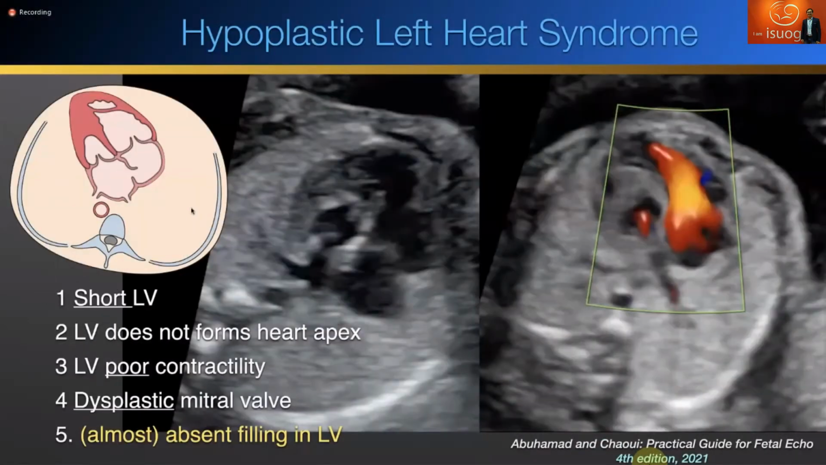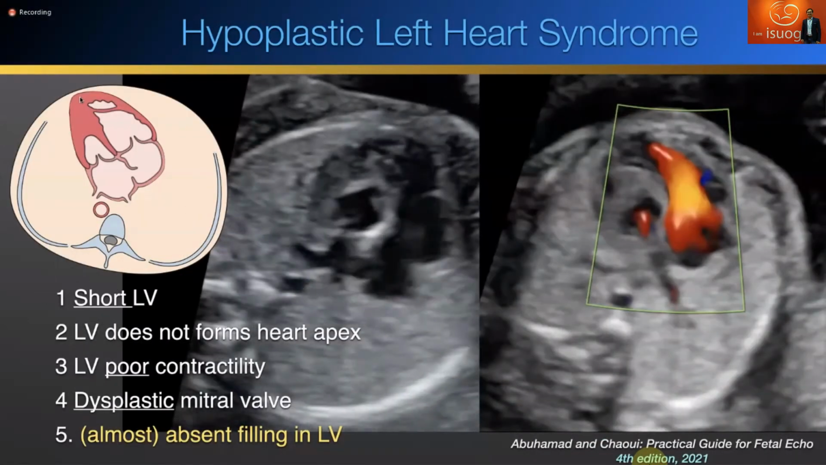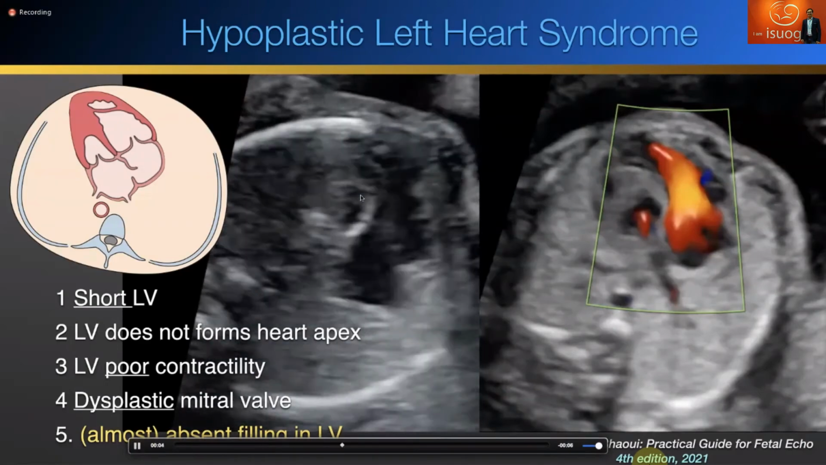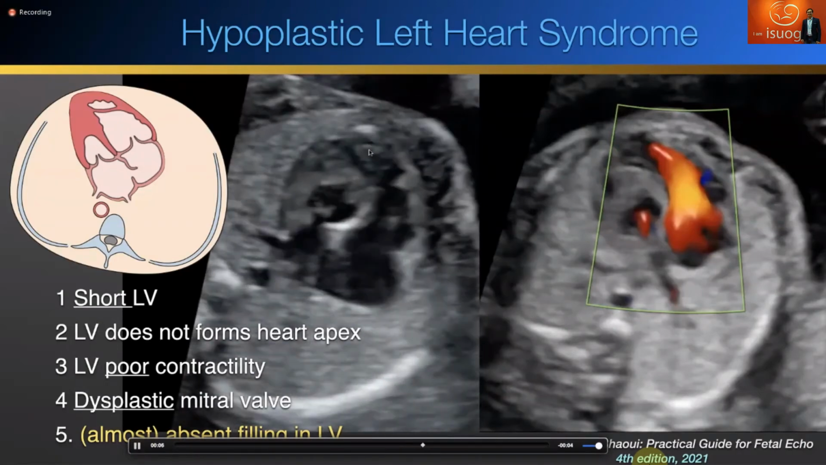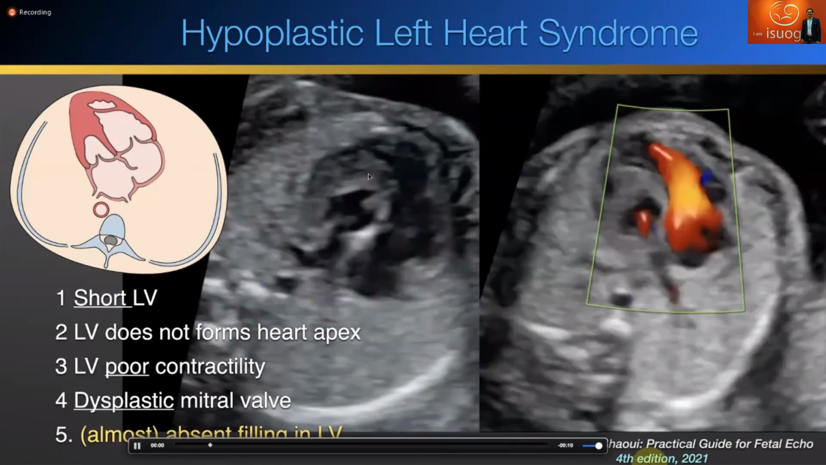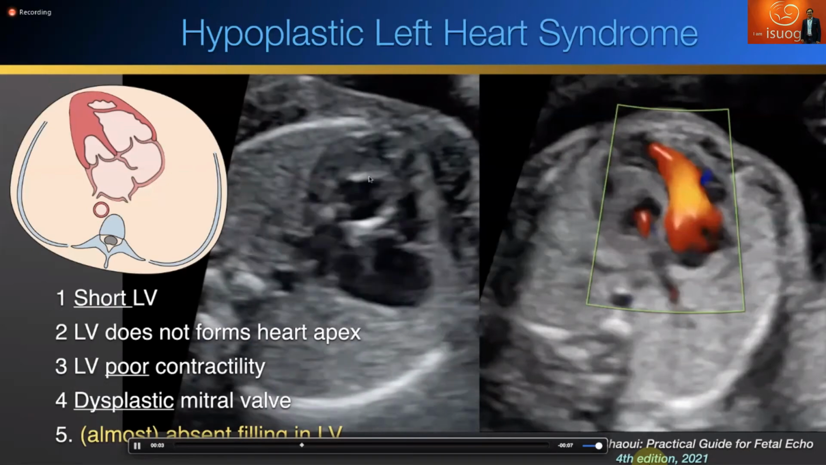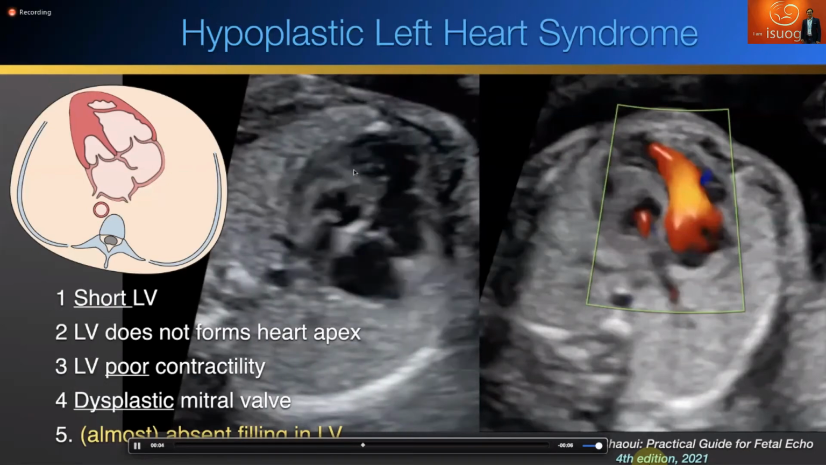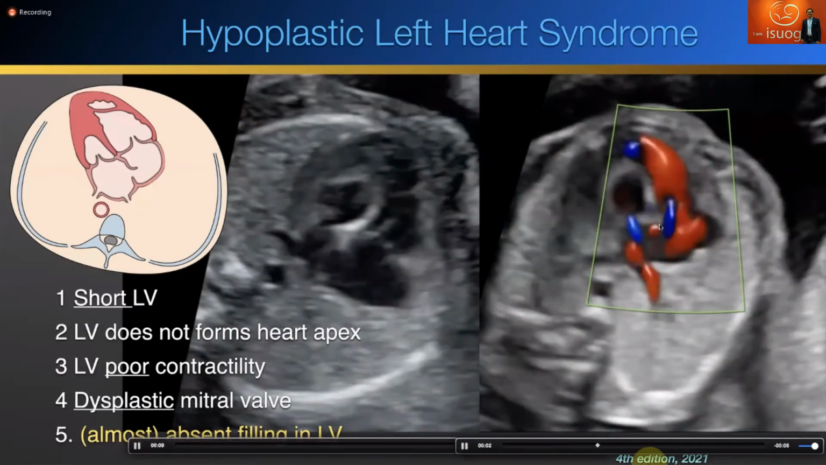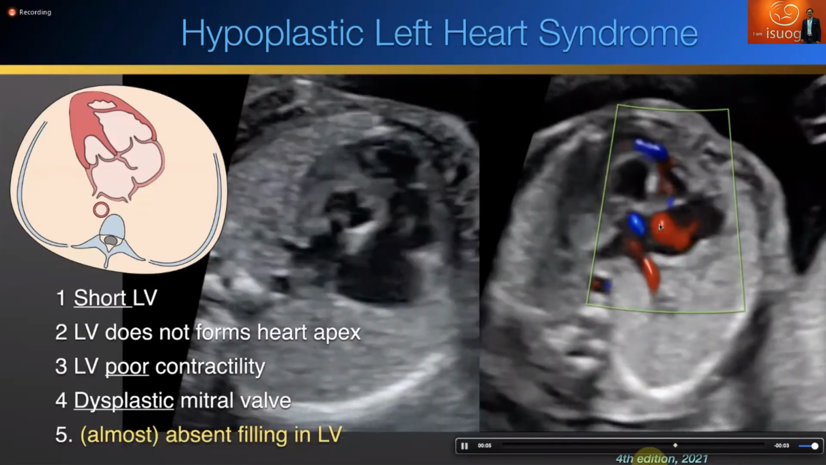what is the difference? So look at the heart now, and what you see here is that the contractility of the left ventricle is very, let's say, limited. And the apex of the heart is not formed by the left ventricle, but by the right ventricle. Adding color Doppler here, you see a non-filling, almost absent filling of the left ventricle.